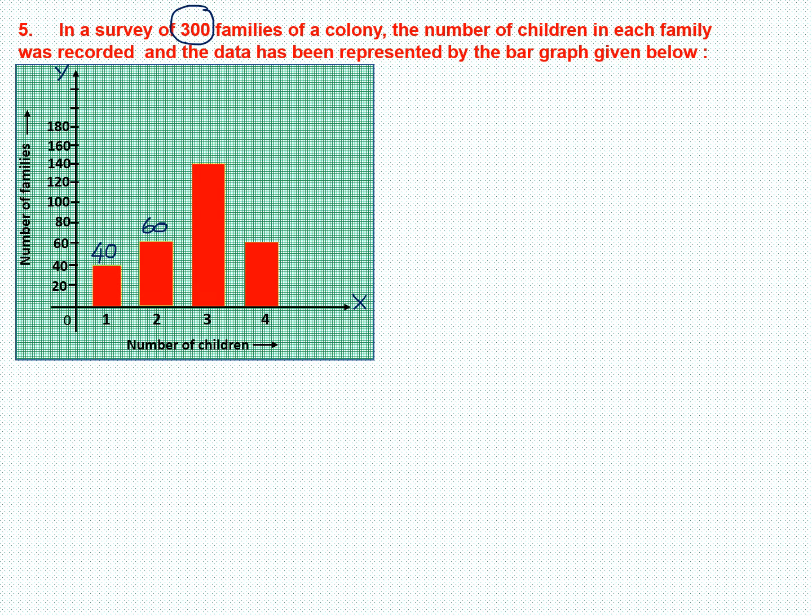Now let's go to the next one. 3 children. How many families have 3 children? Now this bar is touching 140. So that means 140 families have 3 children. Now the last one. How many families have 4 children? This is in line with 60 again, just like 2 children. So here 60 families have 4 children.